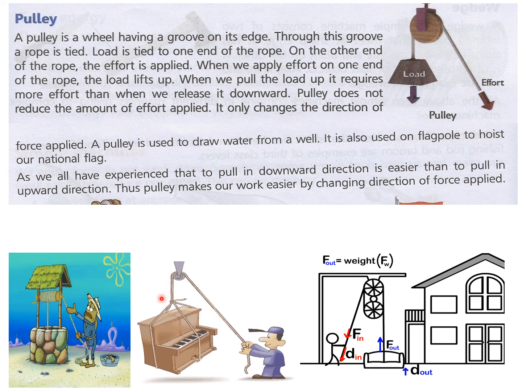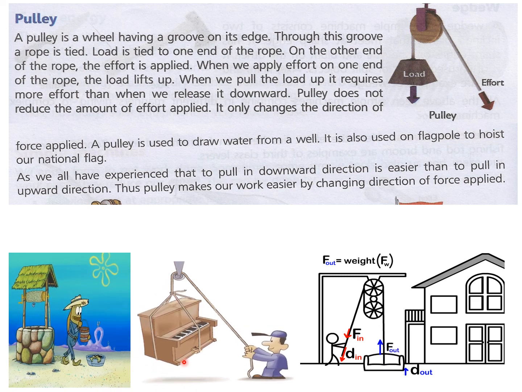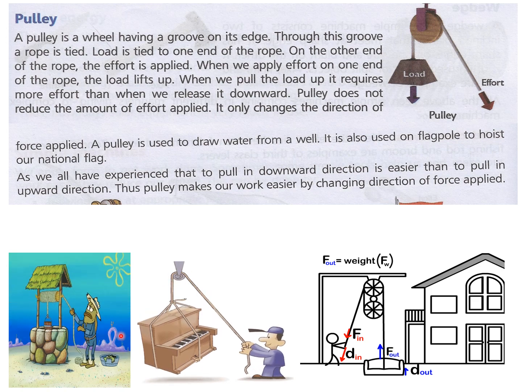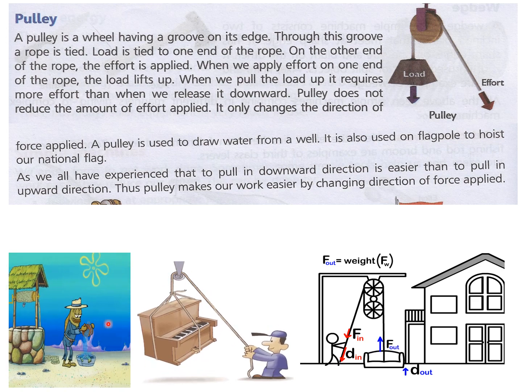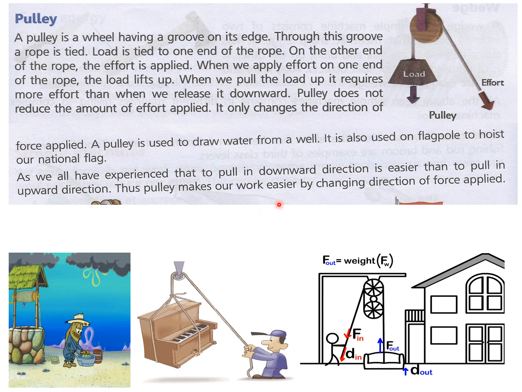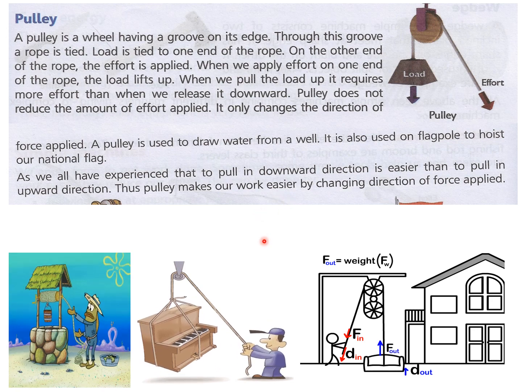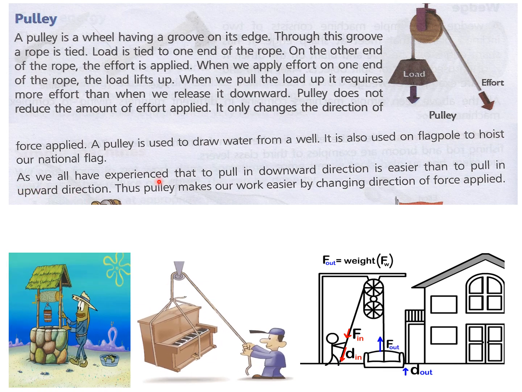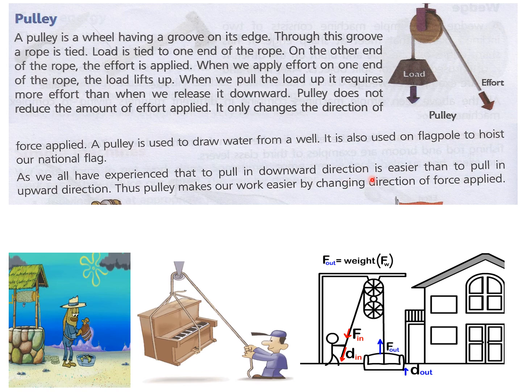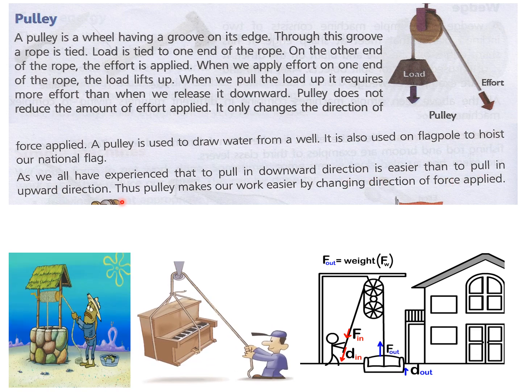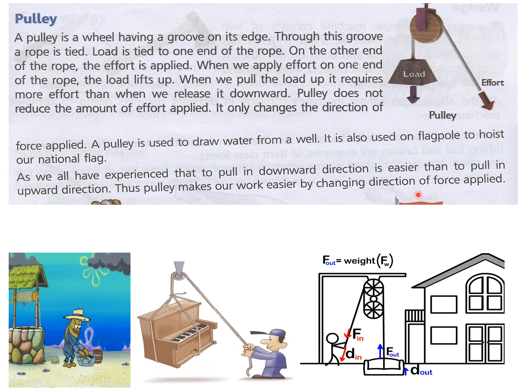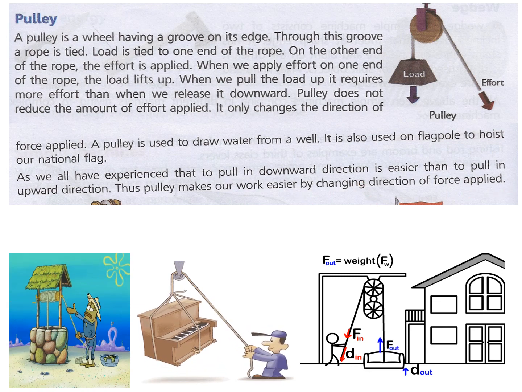And here you can see how this man is pulling a cupboard or piano with the help of a pulley, and this man is taking out water with the help of a pulley. So a pulley is very useful in lifting heavy loads by changing the direction of the force. As we all have experienced, to pull in a downward direction is easier than to pull in an upward direction. Thus a pulley makes our work easier by changing the direction of force applied.